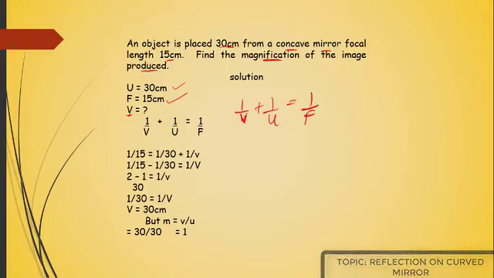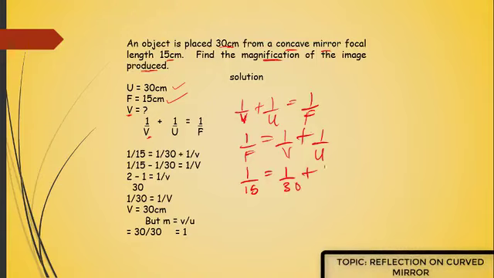Since we are looking for 1/v, we make it the subject of the formula. Writing it this way makes for easier calculations: 1/f = 1/v + 1/u. So we have 1/15 = 1/30 + 1/v. Then 1/30 crosses the equality sign and becomes minus 1/30, so 1/v = 1/15 − 1/30.